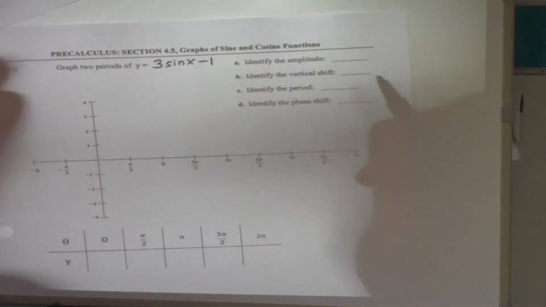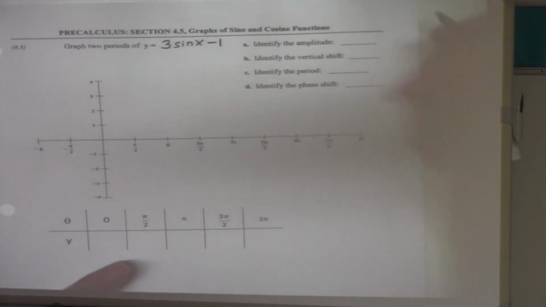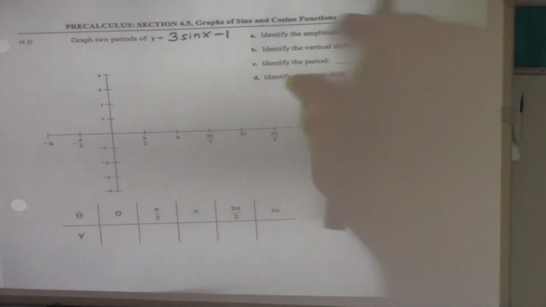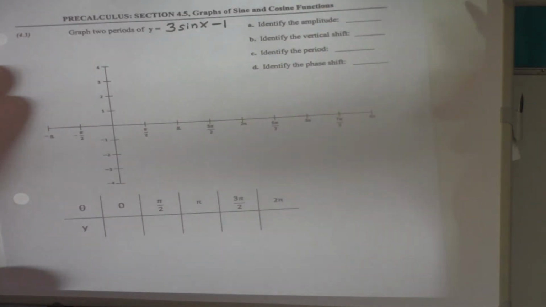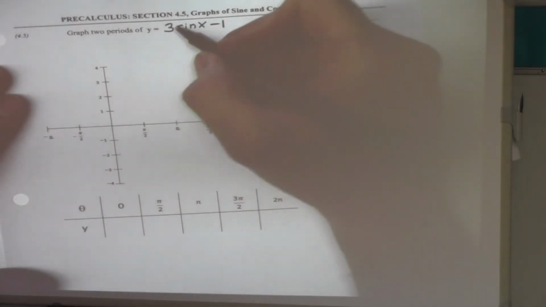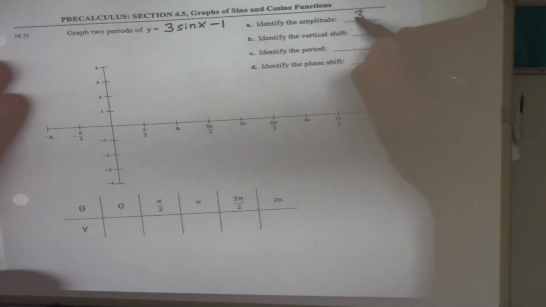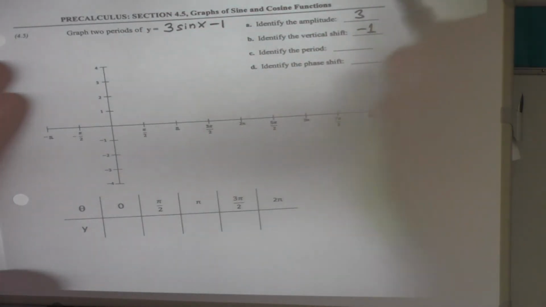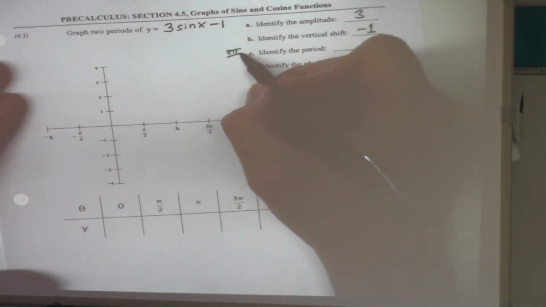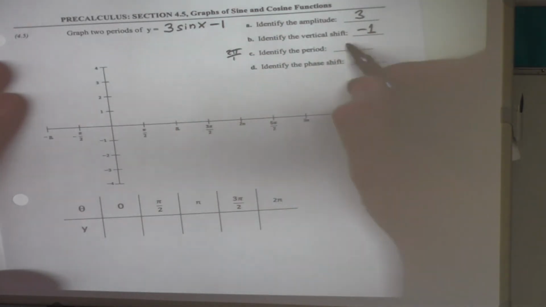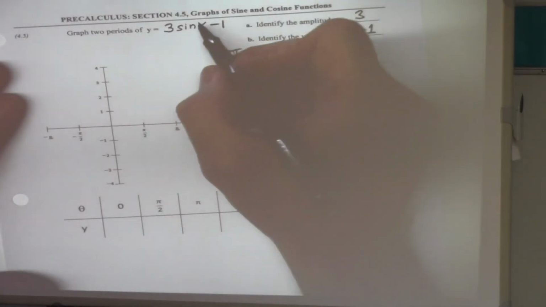Let's look at this. Graph 2 periods of y equals 3 sine x minus 1. I already had this one set up to do, so let's do this. We're going to do this just like the other one. There are 2 changes here, this one and this one. The amplitude is the absolute value of A. The vertical shift up and down is at the end, minus 1. The period is 2 pi over b, and b is the coefficient of the x, and that's a 1, so that means it's 2 pi. The phase shift is here.